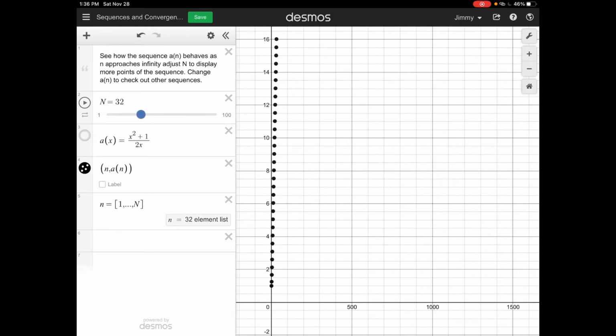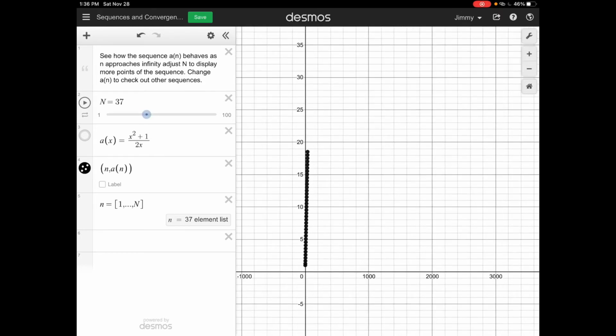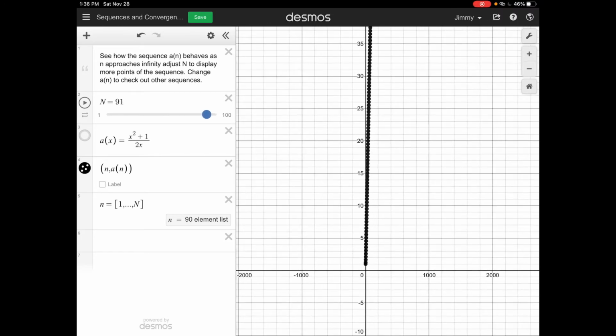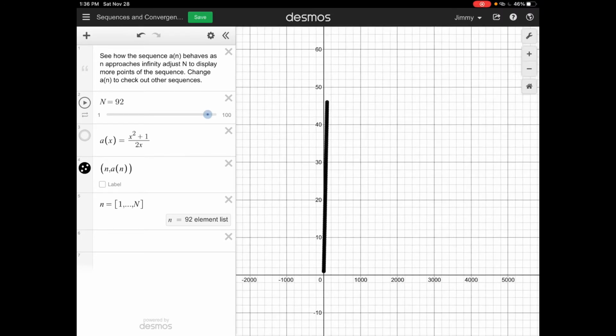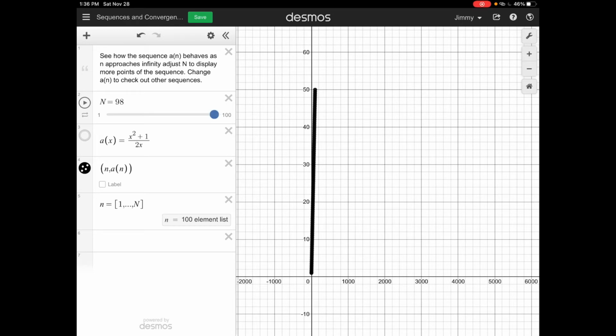As I start to increase the size of n, it just keeps going up. I'm not even at the 100th term yet, and its value continues to go higher and higher. And we're asking, well, is it getting closer to a particular number? It looks to me like it just continues to go straight up. And so let's illustrate what is happening.